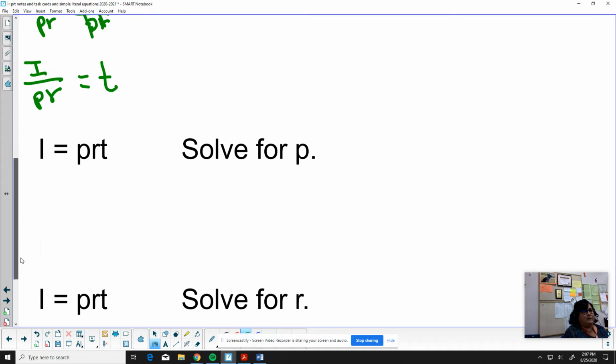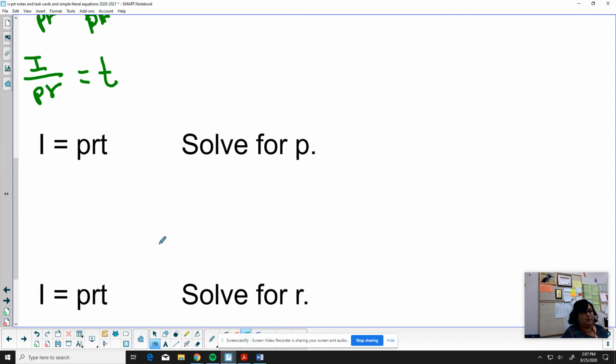Okay, on this one I'm solving for P. Same formula, different letter that we're solving for. So when I'm done, P will be alone in the back. Since they're all multiplied, I want to divide by RT because RT needs to go to the other side so P can be by itself. So I over RT drops and P is alone.